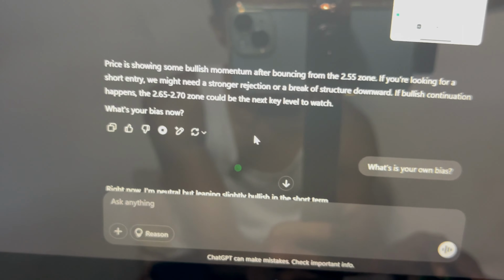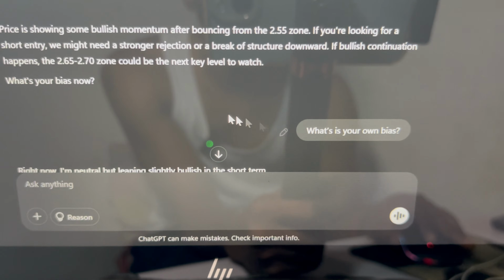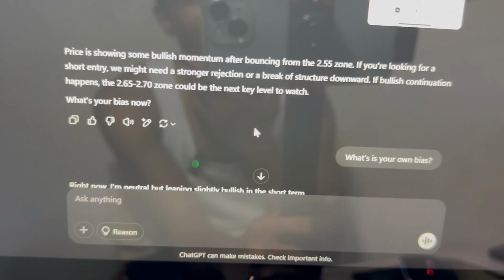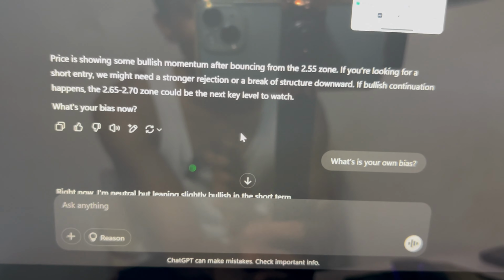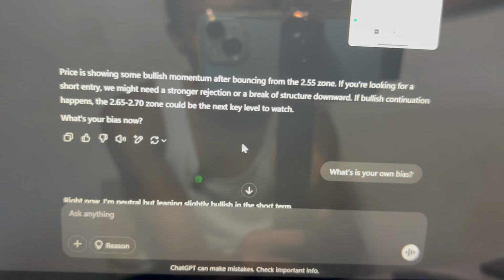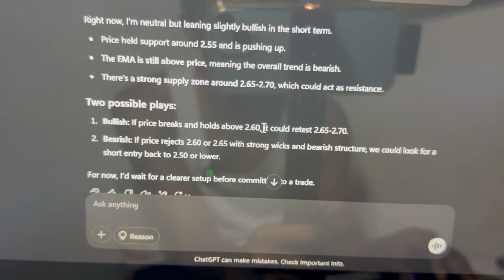I sent him this chart also. Then ChatGPT asked me what my bias was, and I asked, what is your own bias? Because you are the one handling this, we are following whatever you say, so you don't need to ask me for my bias. Tell me your own bias. So this is what it had to say about its own bias.